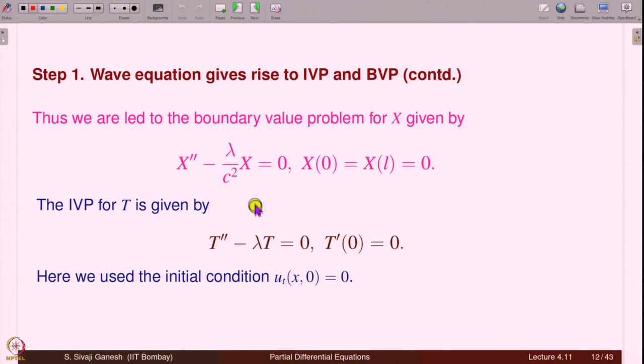Solve them, and that features two constants. Being a second order ODE, it will have two arbitrary constants, and then we consider the product solutions, and in step 3 we propose a formal solution as a superposition of these solutions, and then determine the constants coming from this ODE using the two initial conditions that we have, namely u of x, 0 equal to phi of x and u_t of x, 0 equal to psi of x. Since we are assuming psi of x equal to 0 in this lecture, we get this condition T prime 0 equal to 0 by using this condition.